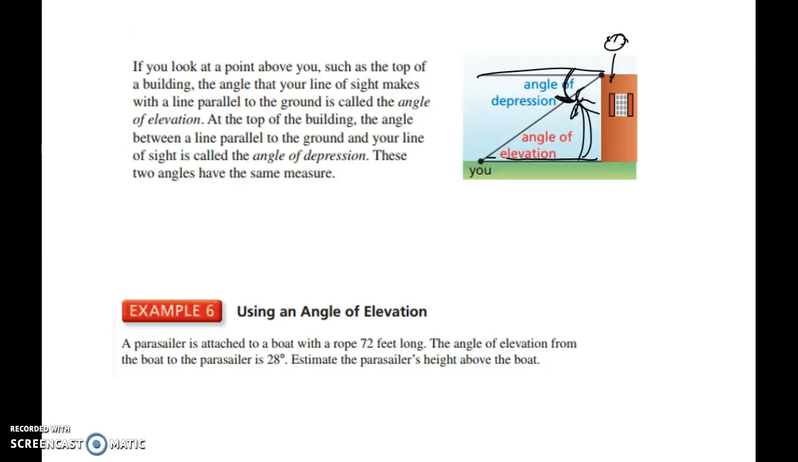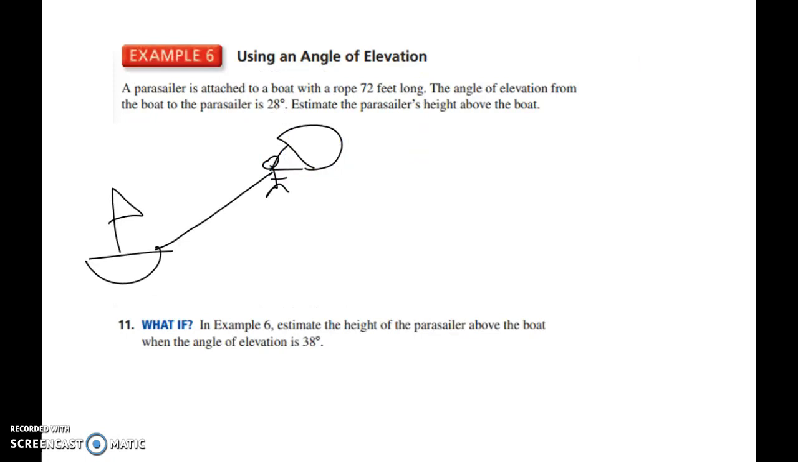Let's read example 6. In example 6, we have a parasailer attached to a boat and flying in the air. Now the rope attaching it is 72 feet long. And the angle of elevation from the boat, horizontal to up, is 28 degrees. So you can see here we can form a right triangle. We want to estimate how high the parasailer is from the boat. So there would be my variable x.